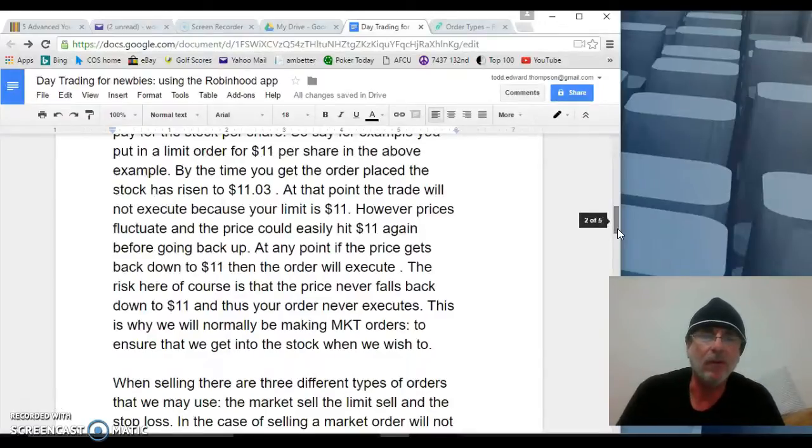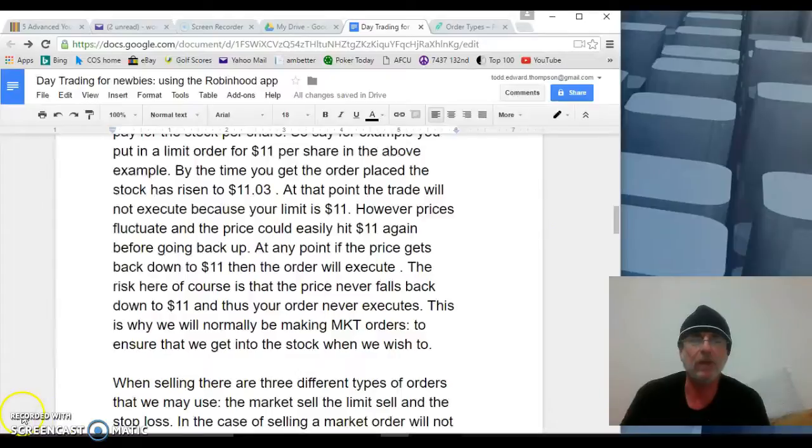The risk here, of course, is that the price may never fall back down to $11, and thus your order will never execute. This is why we will normally be making market orders, to ensure that we get into the stock when we wish to. You don't want to miss out buying a stock just because you're trying to save a few pennies.